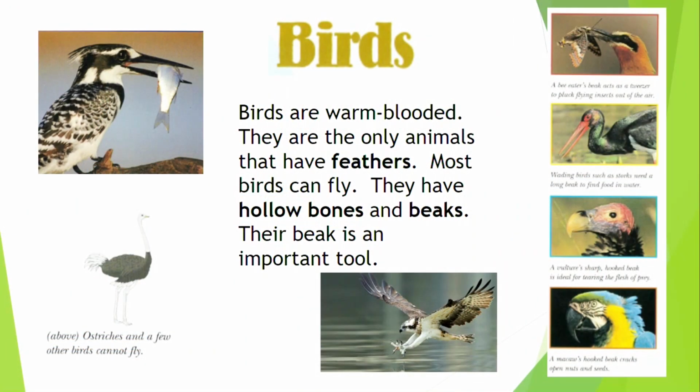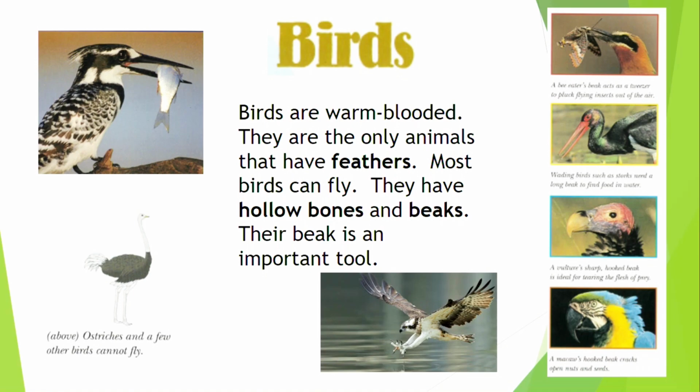Ready? We're going to birds. Birds are warm-blooded. That was new learning for me. I was never really sure. They are the only animals that have feathers. Most birds can fly. They have hollow bones and beaks. Their beak is an important tool. If you look down the right-hand side of that slide, you see the different types of beaks that birds have. That's very important when we start talking about adaptations, because their beaks determine what they can eat. So it's very, very important. And also look at the ostrich. You can see that that's an example of a flightless bird.